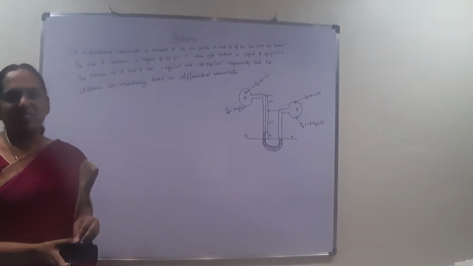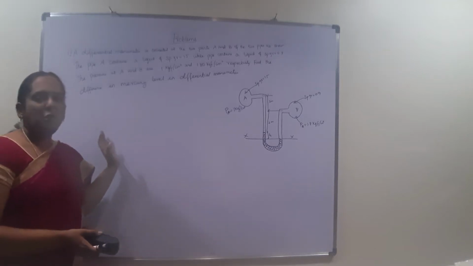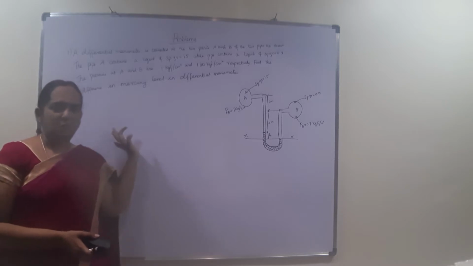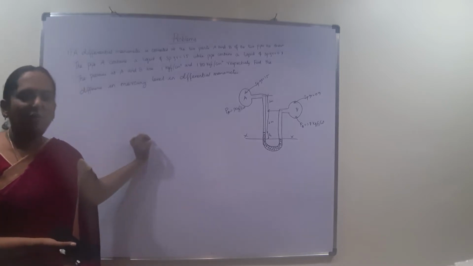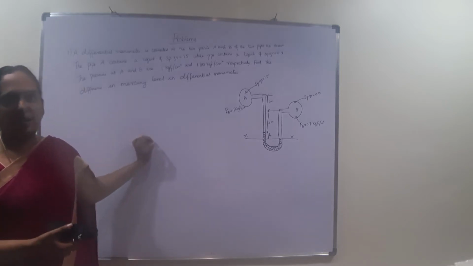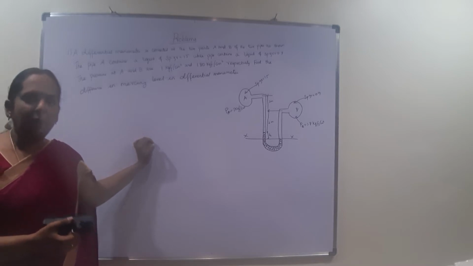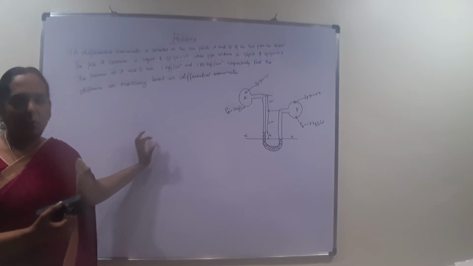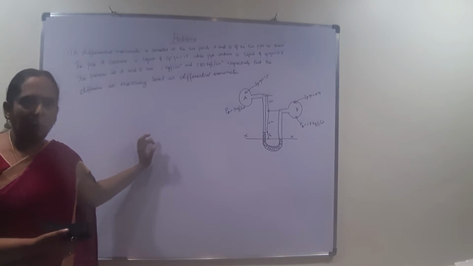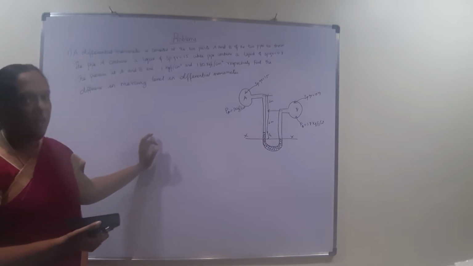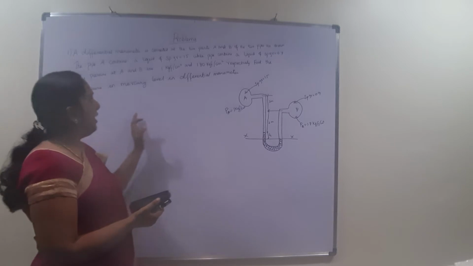Very good evening guys. Today we are going to see a few of the problems with differential manometer. In the previous video we saw how to derive an equation for finding out the pressure difference between the two different pipes in a differential U-tube manometer. So in relation to that we are going to see a problem.